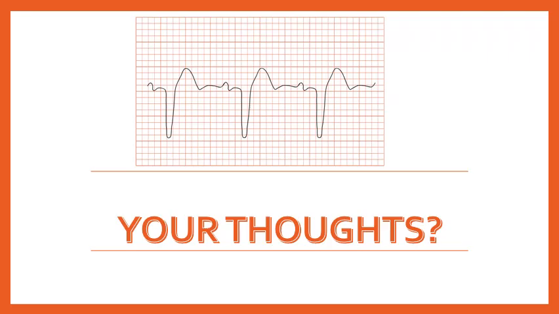Okay, so I would like your thoughts on this one. And I'm going to tell you right now that the lead that we're looking at is the chest lead. We're looking at V1. And what I'd like to know from you is A, are we in sinus rhythm? And B, is there a bundle branch block? If there's a bundle branch block, then what kind of bundle branch block are we talking about here?